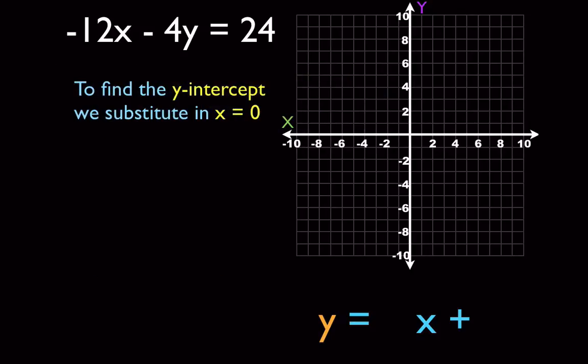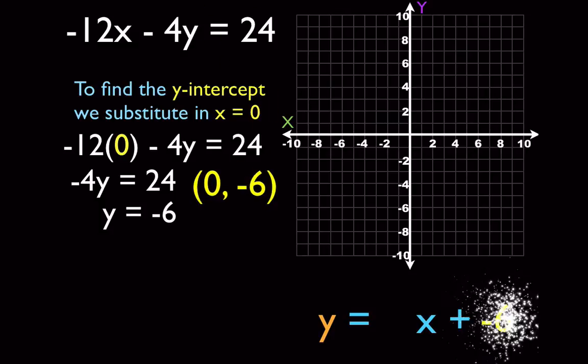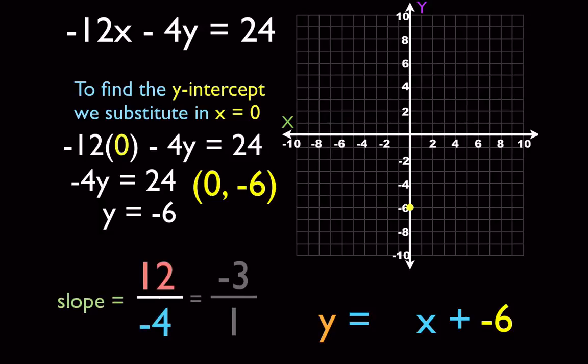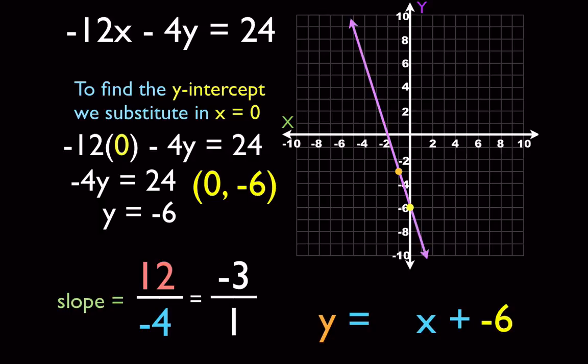Okay, so starting off with the y-intercept, we're going to solve this problem right here, which is x substituted for 0, and that's going to give me y equals negative 6. Okay, next moving on to slope, I'm going to take the opposite of negative 12, which is positive 12, over negative 4, which equals negative 3 over 1. So what I'm going to do is go up 3 and left 1, and that is my line. You should have now completed the equation y equals negative 3x minus 6, or y equals negative 3x plus negative 6.